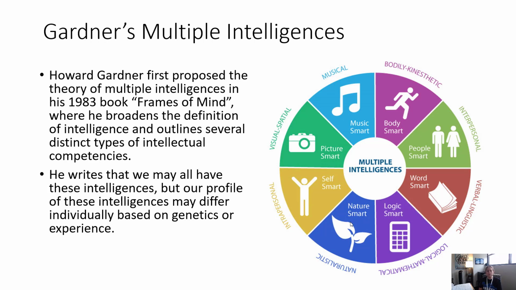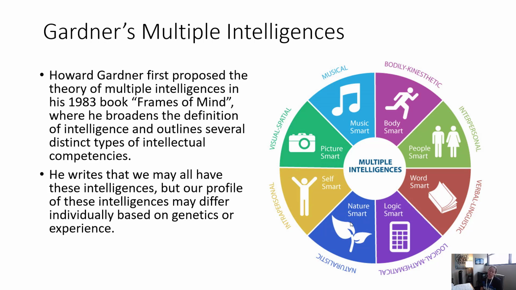One way is through using Gardner's multiple intelligences. So in 1983, Howard Gardner wrote a book called Frames of Mind. And essentially what that did was outline several different distinct types of intellectual competencies. And you can see those in the picture right there on the right-hand side. He wrote that we may all have these intelligences, but just due to genetics or prior experience, we may just lean one more way than we do the other.